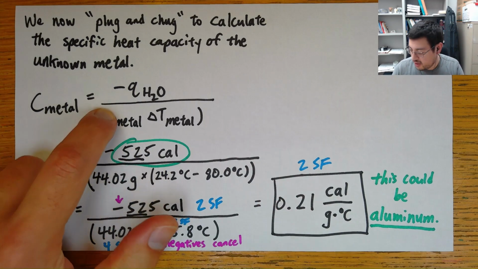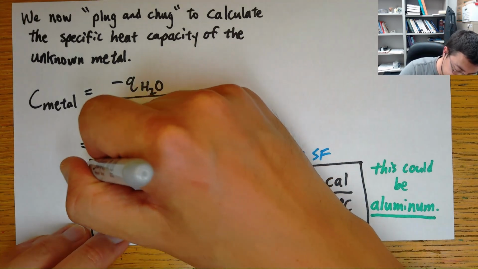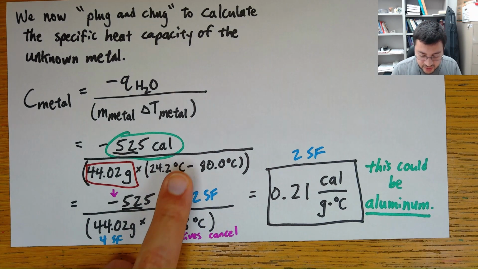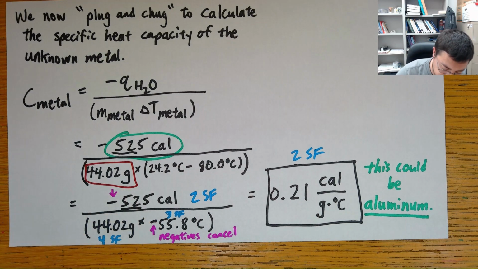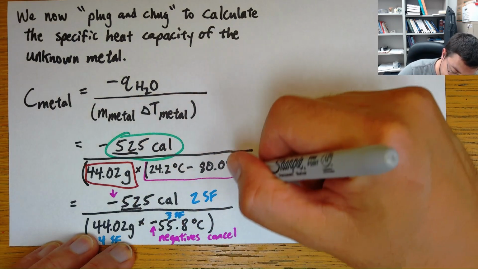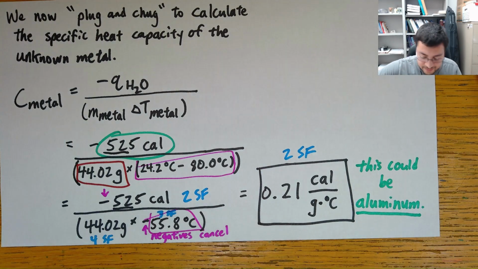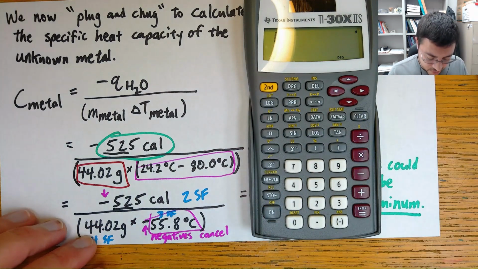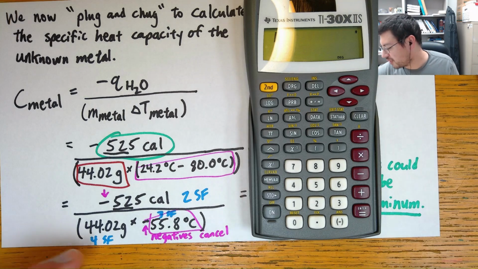For the mass of the metal, I plugged in 44.02, which I had in red earlier. And then our temperature difference, 24.2 minus 80, we did that already in advance. And then we got this result. So that's the way I would have plugged this into my calculator. Oh, and by the way, these negative signs will cancel, like I wrote earlier.